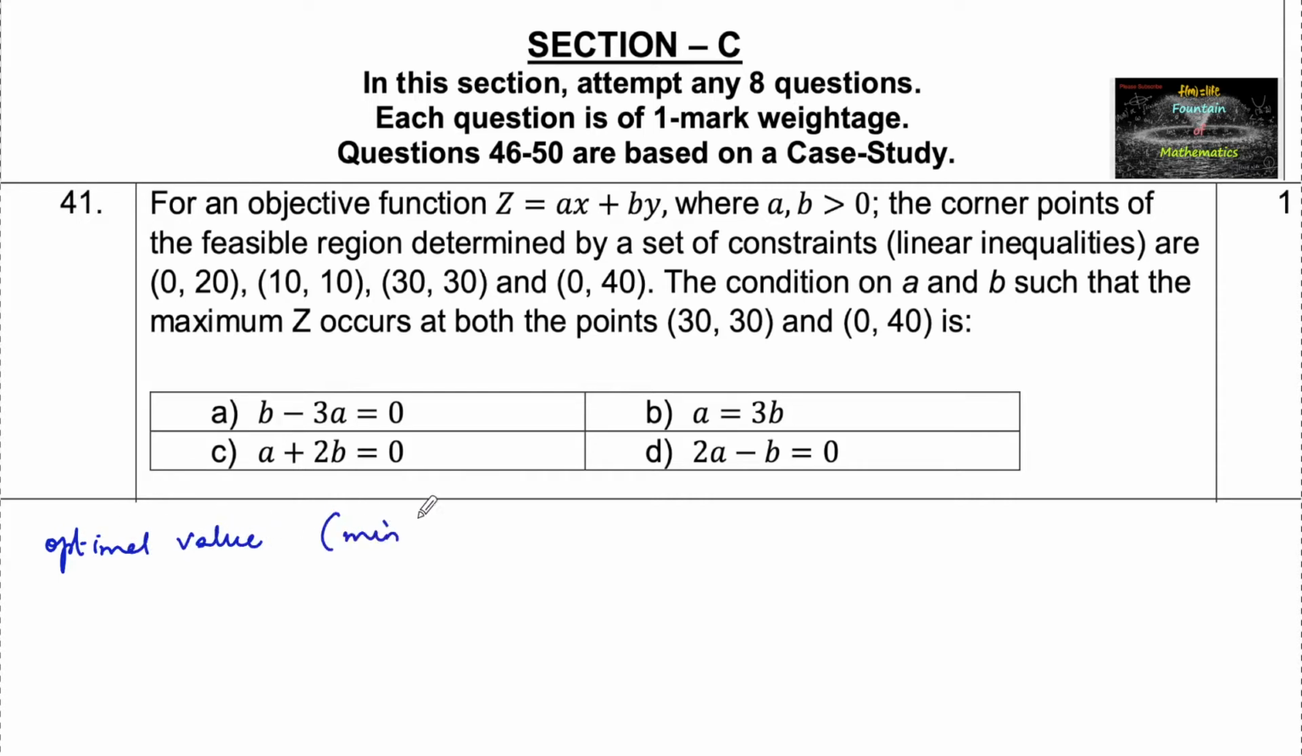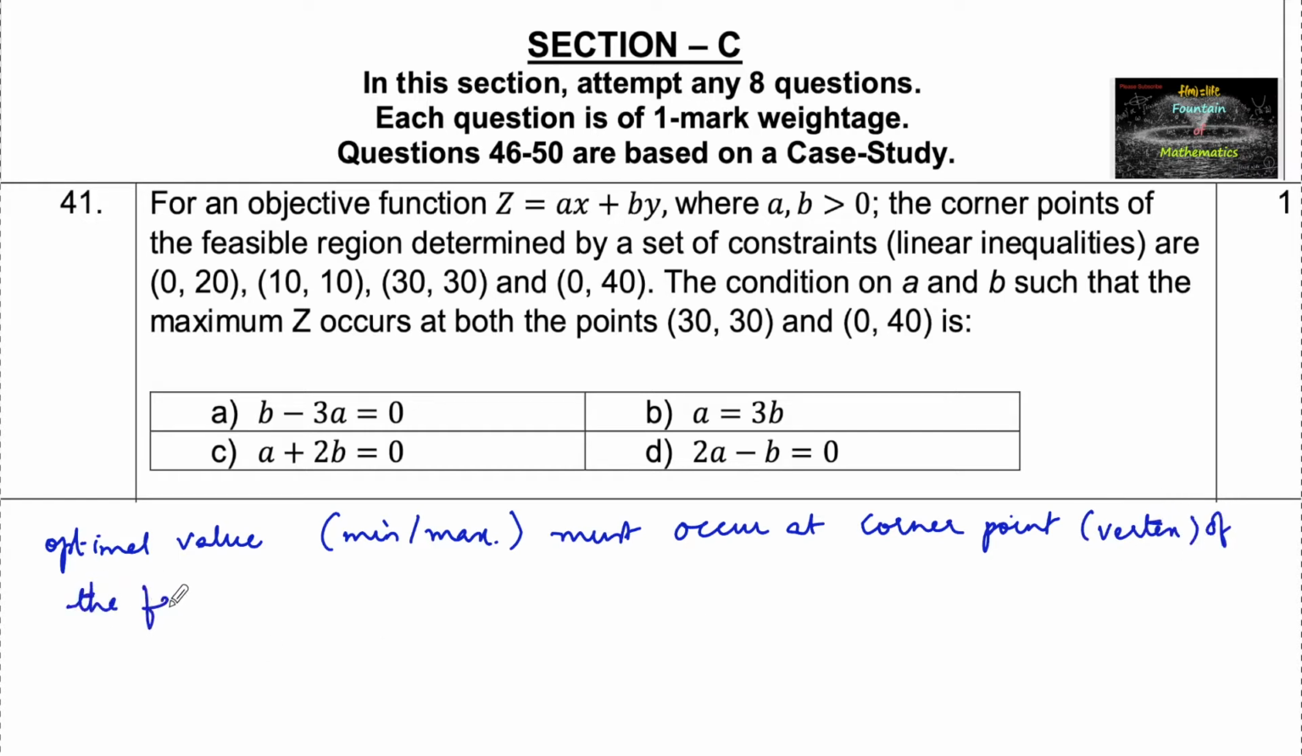that is minimum or maximum must occur at a corner point of the feasible region, corner point or vertex, we can say vertex of the feasible region. So here 4 corner points are given: (0, 20), (10, 10), (30, 30) and (0, 40), and the objective function z is equal to ax plus by, where a and b are positive.